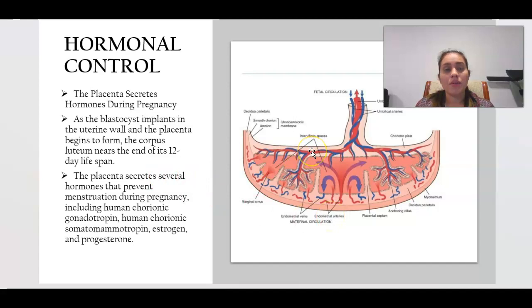When we talk about hormonal control, the placenta secretes hormones during pregnancy. As the blastocyst implants in the uterine wall and the placenta begins to form, the corpus luteum is near the end of its 12-day lifespan. The placenta secretes several hormones that prevent menstruation during pregnancy. Those are human chorionic gonadotrophin, human chorionic somatomammotrophin, estrogen, and progesterone.